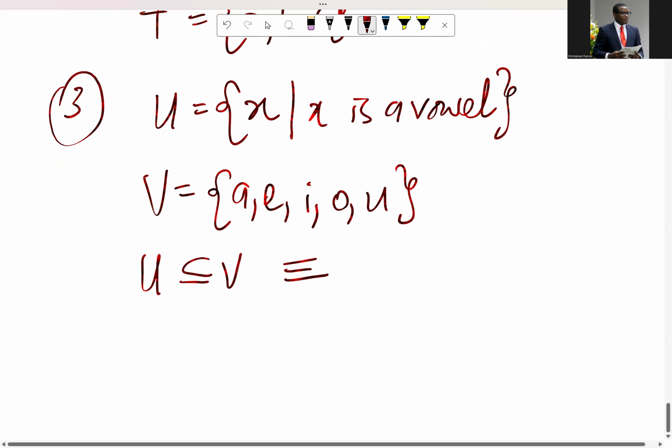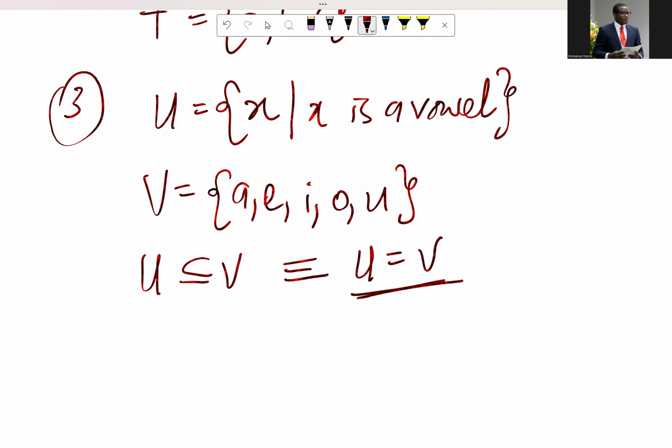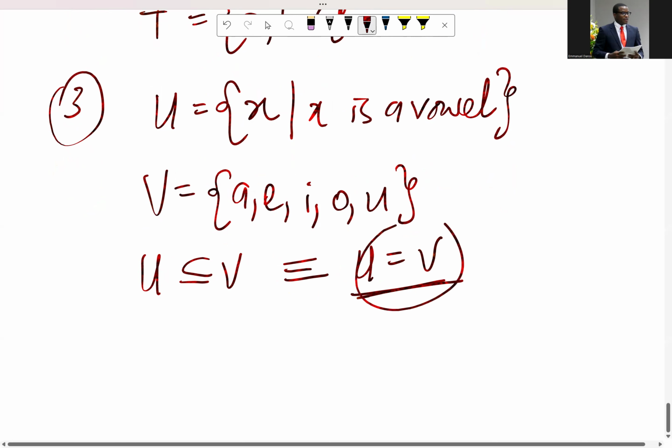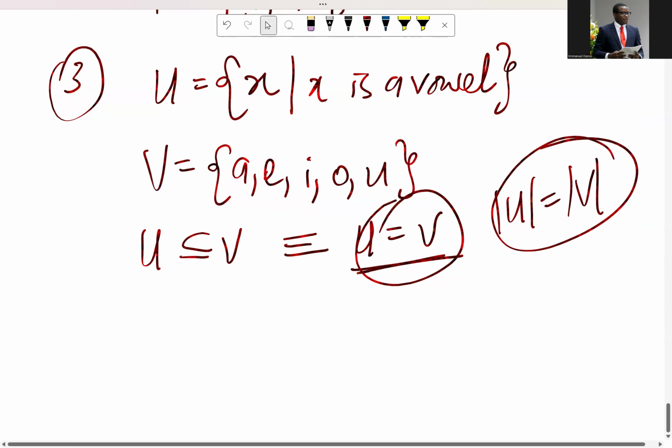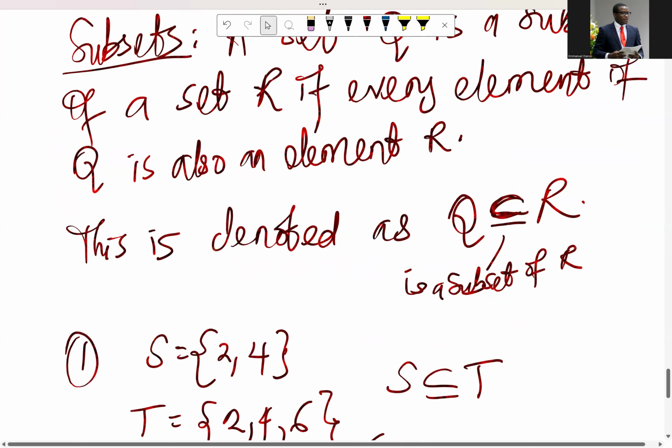You won't be wrong to say that U is equal to V, because they are equal sets; they contain the same elements. Of course, the cardinality will also be the same. Interestingly, this is just an aside, it will also be correct to say that the cardinality of U is the cardinality of V, because if they contain exactly the same elements, then they contain the same number of elements each. So that's that for subsets.